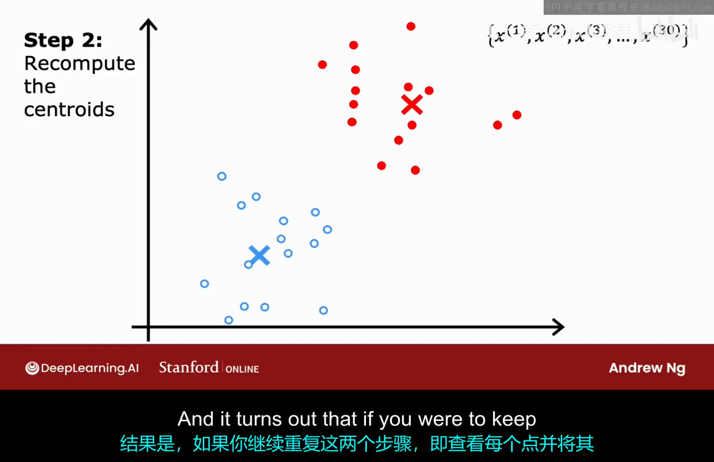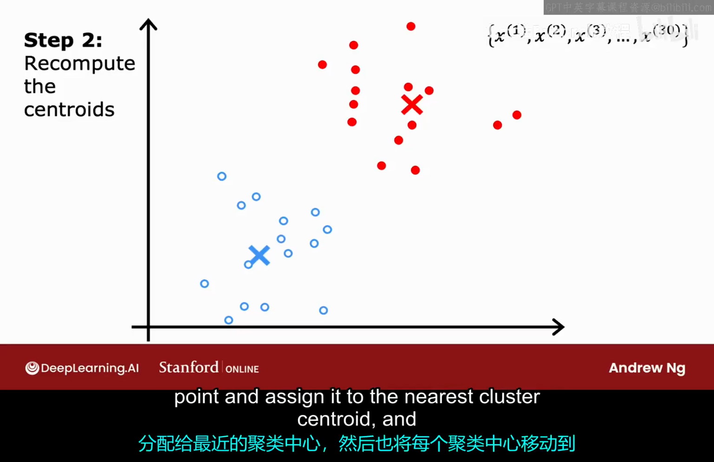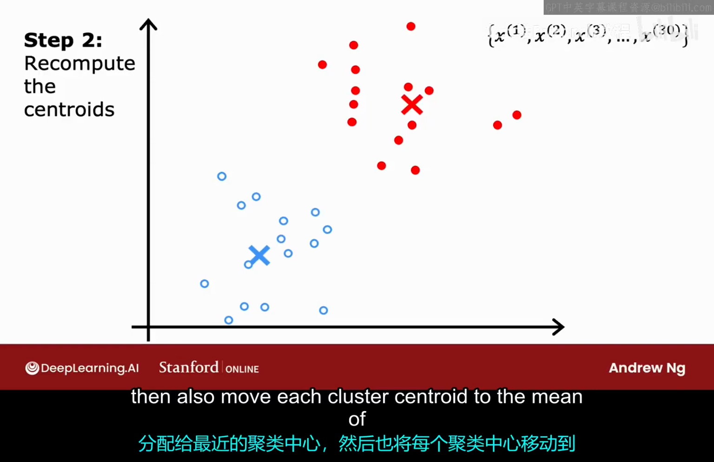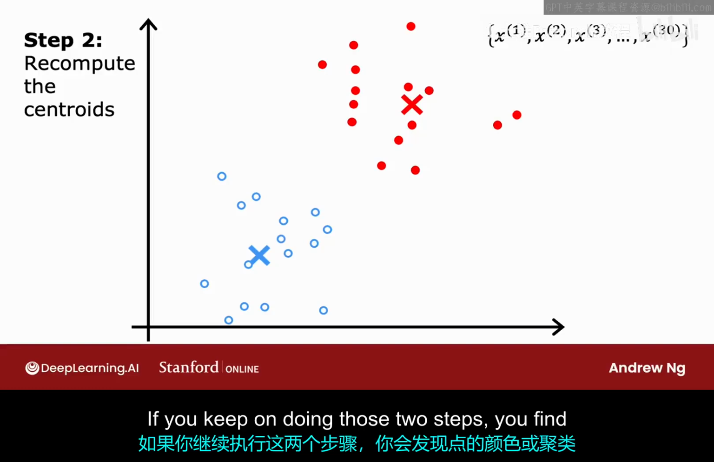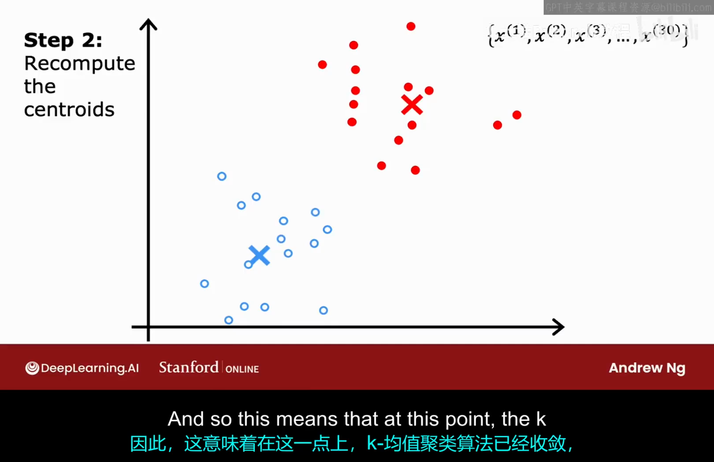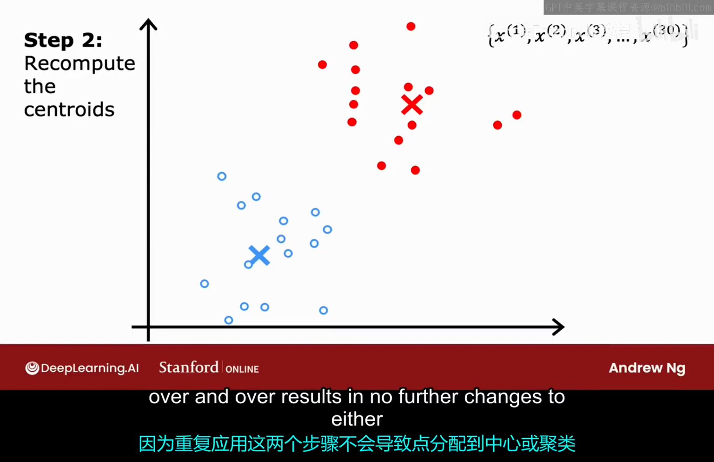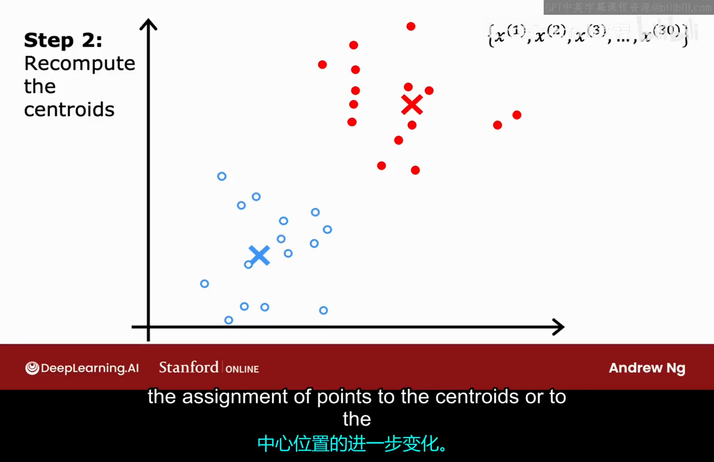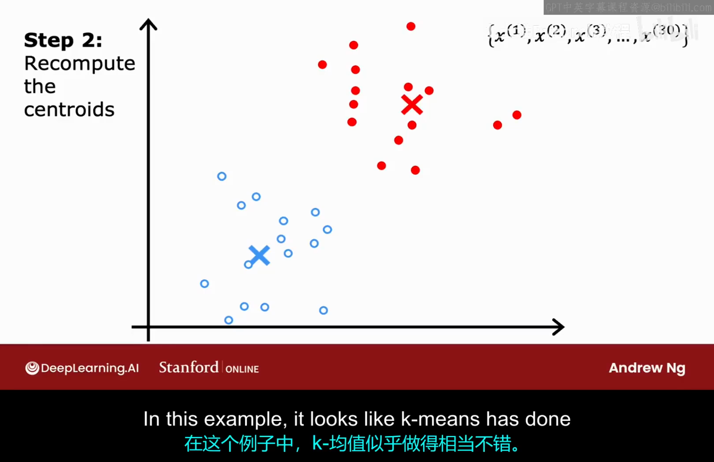And it turns out that if you keep on repeating these two steps, that is, look at each point and assign it to the nearest cluster centroid, and then move each cluster centroid to the mean of all the points with the same color, you find that there are no more changes to the colors of the points or to the locations of the cluster centroids. And so this means that at this point, the k-means clustering algorithm has converged, because applying those two steps over and over results in no further changes to either the assignment of points to the centroids or the location of the cluster centroids. In this example, it looks like k-means has done a pretty good job.